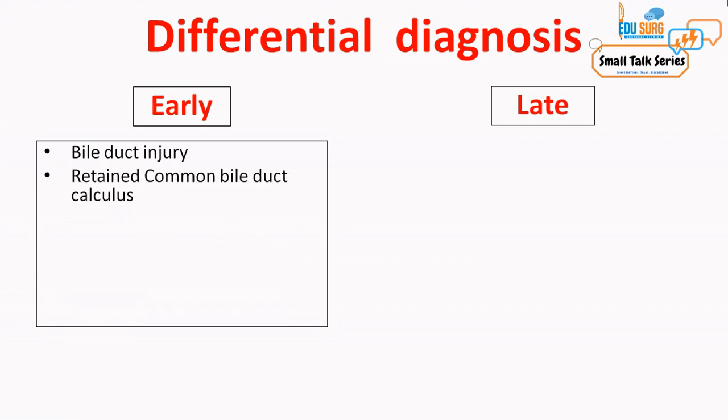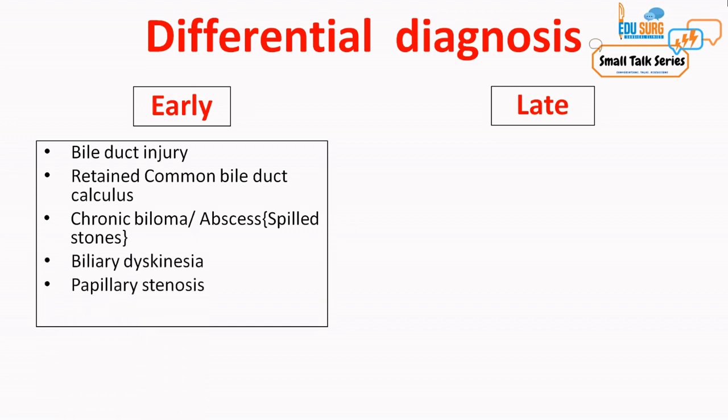Retained common bile duct calculus which can produce postcholecystectomy syndrome, biloma or an abscess which can occur due to spilled stones during cholecystectomy, and this can again lead to PCS. Biliary dyskinesia and papillary stenosis, two very broad topics. Rome classification is there for the diagnostic criteria. And Mirizzi syndrome. Post-cholecystectomy Mirizzi syndrome is a very rare diagnosis, and you should consider it only after ruling out the common differentials, which are bilioma, common bile duct calculi, and bile duct injury.